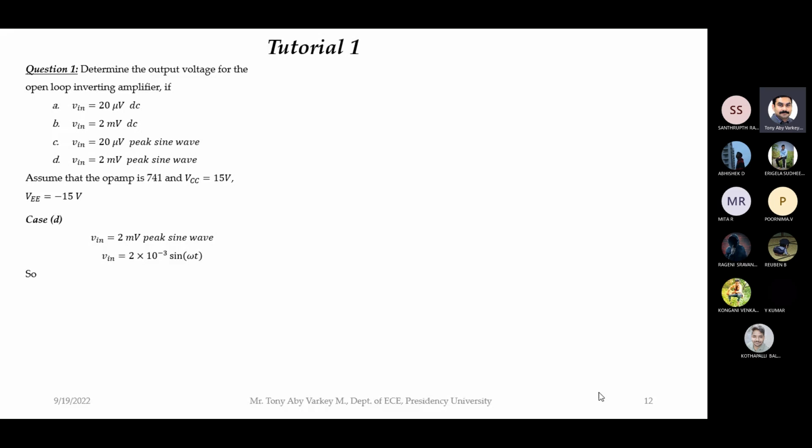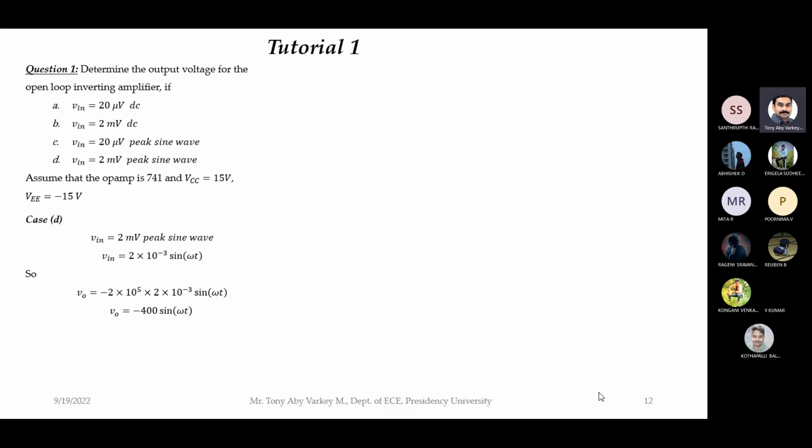So what will be the output voltage? Minus 2 into 10 power 5 into 2 into 10 power minus 3 sine omega t. So it will become minus 400 sine omega t. But will you get minus 400 volts? Yes or no?